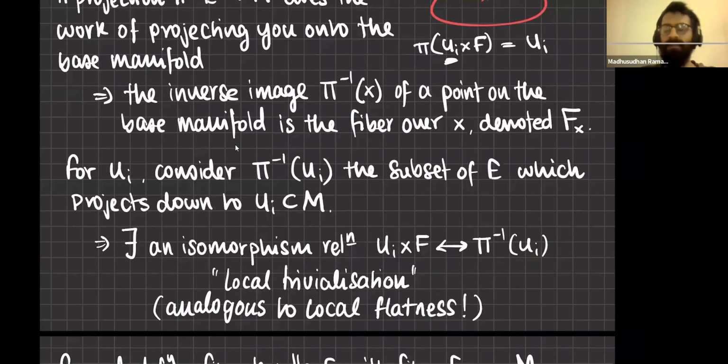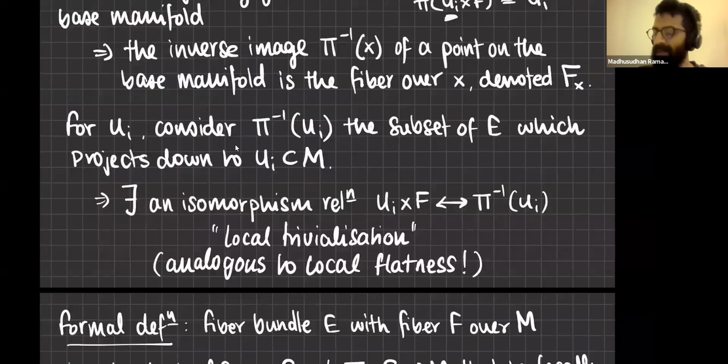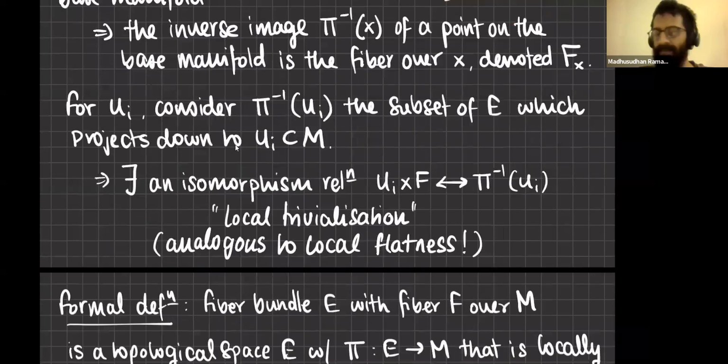Okay, fiber bundles are said to be locally trivial. This is what it means. This is the content of that statement, that there is an isomorphism between UI times F and the inverse image, the pre-image of UI.